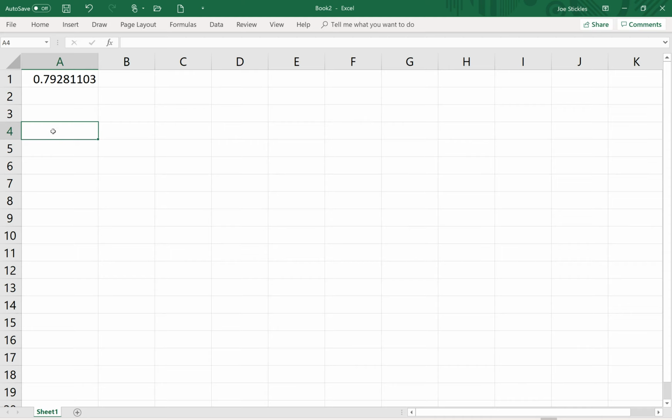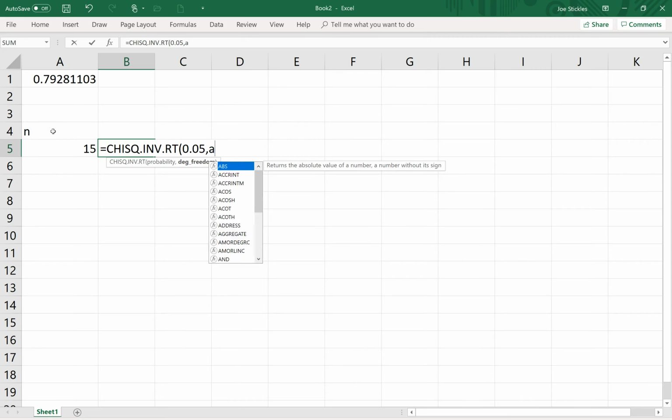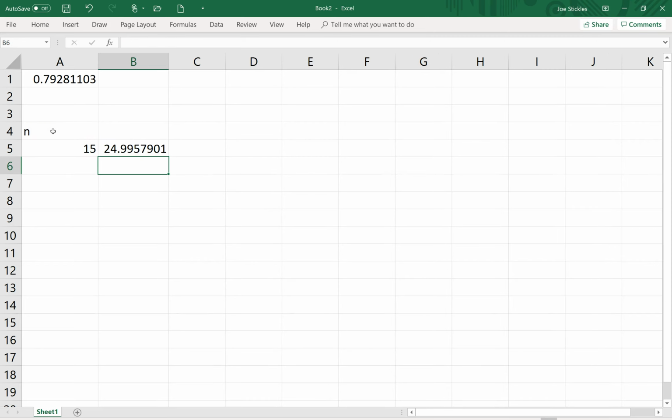Let's say we have an n here. Let's just make it 15 to start with. The way we got the 25 was that we did the chi-squared inverse right tail of 0.05 and the n degrees of freedom over there. That was where the 25 came from, the table. Right?